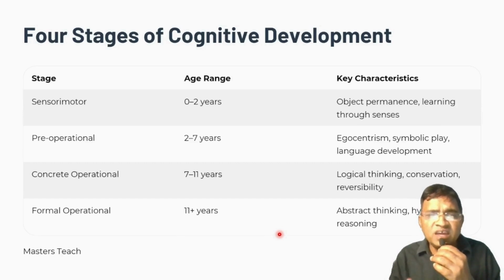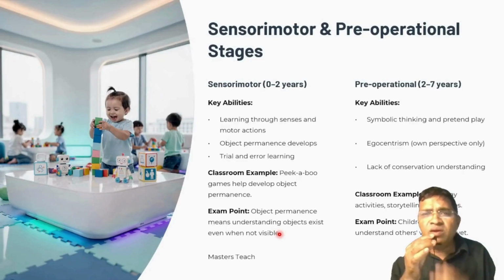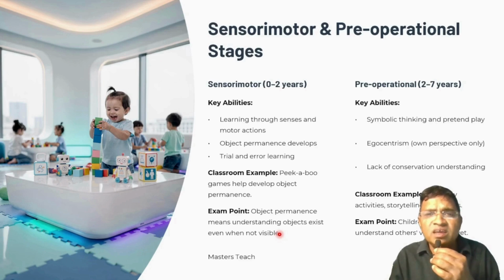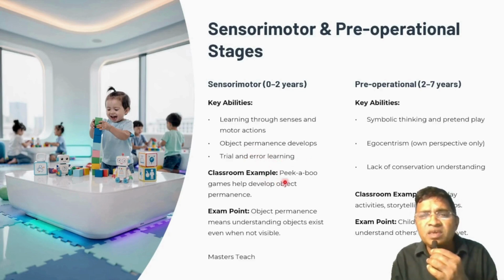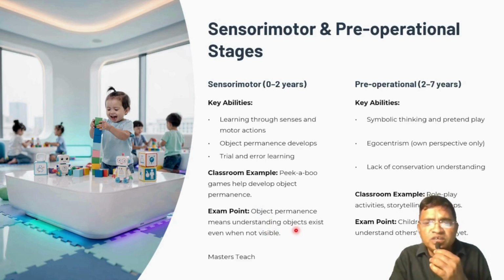We'll see each and every stage in detail with proper examples. First the sensorimotor and preoperational stages. The sensorimotor stage is 0 to 2 years. The key abilities are learning through senses and motor actions, object permanence, and trial and error learning. The example is peekaboo games, which help develop object permanence. Exam point: object permanence means understanding that an object exists even when not visible.